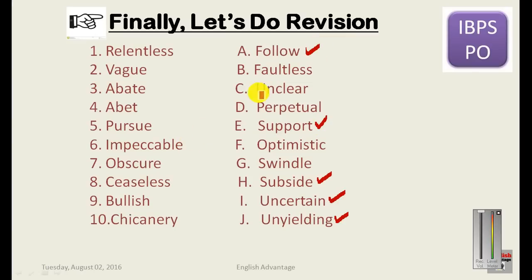Impeccable means completely perfect, or you can say faultless. Obscure means unclear. Ceaseless means continuous or perpetual. Bullish means optimistic. And chicanery means to fool someone, or you can say swindle someone. So this is how you can remember all these words.